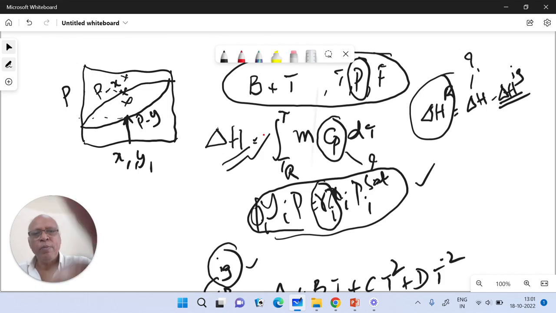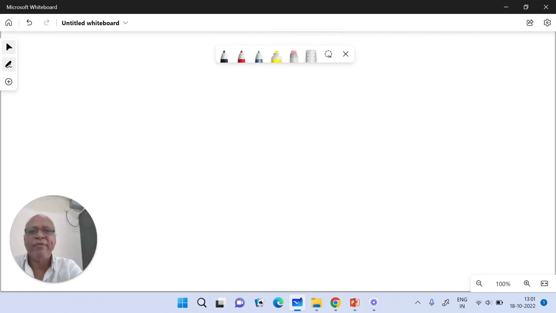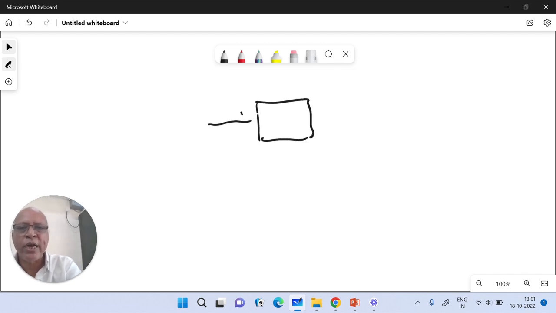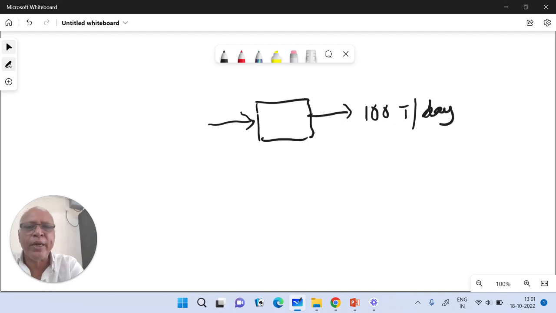Consider, for example, I have an existing plant. Be careful with this discussion. This is an existing plant which is in operation, and this plant is producing a particular product at the rate of, let us say, 100 tons per day. This requires obviously some raw materials, some utilities, heat and work and so on. Now the question here is, can I increase this capacity to 110 tons per day using the same equipment? Is it possible?